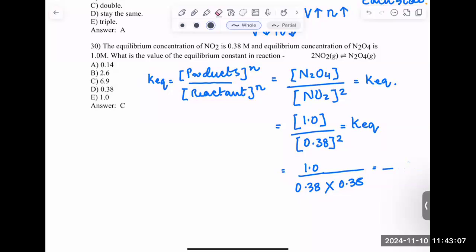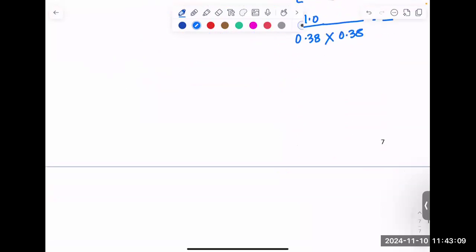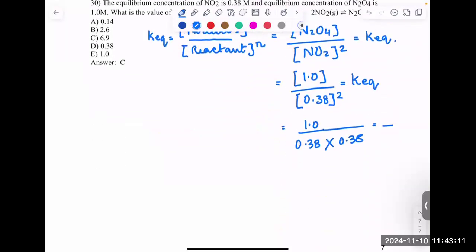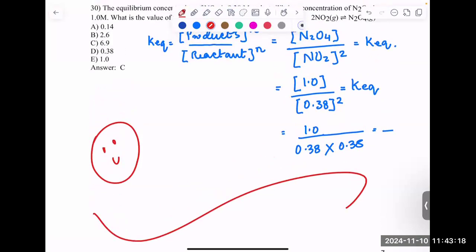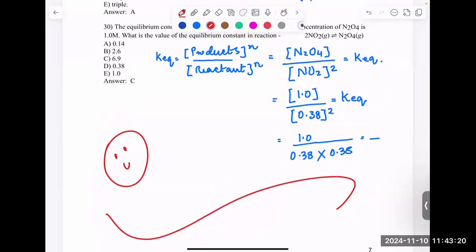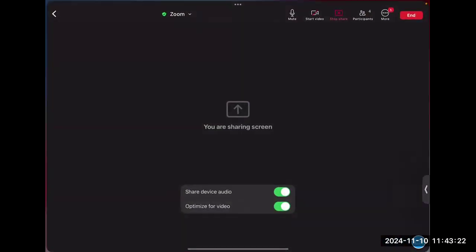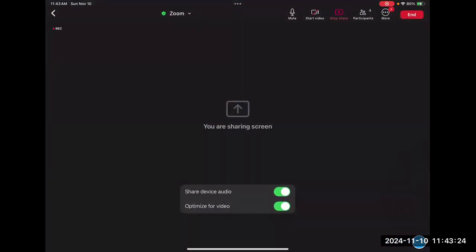All right, so that finishes this chapter. These types of questions will be on the test. Just study them, the theory, right? And I'm going to stop sharing now.